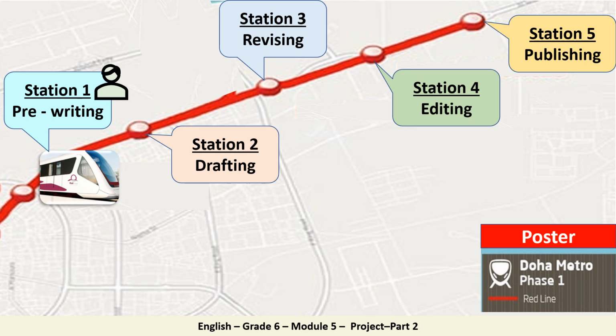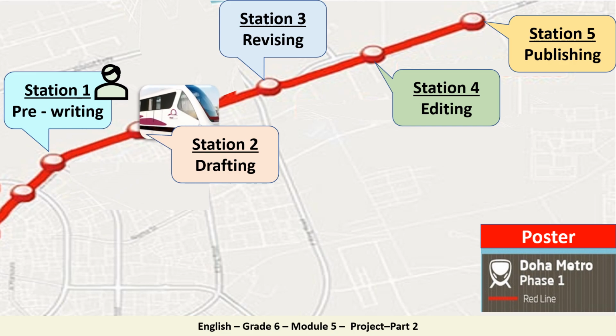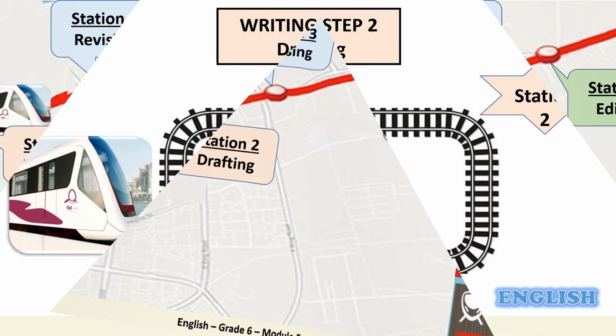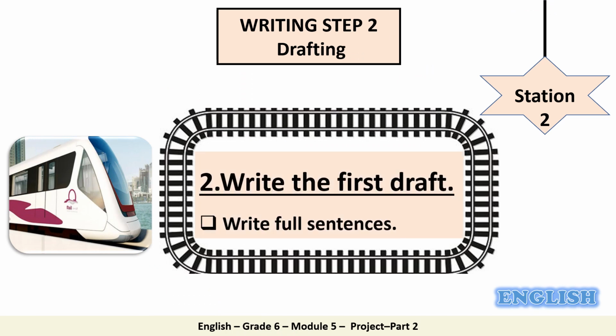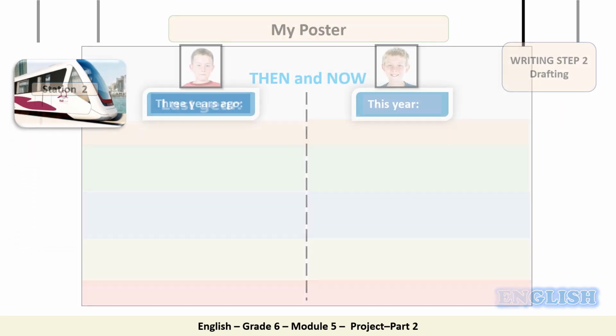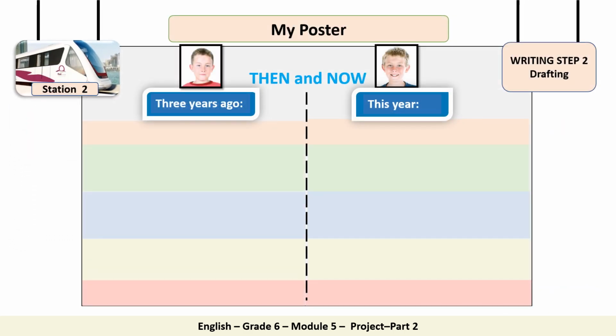Now that you have a plan, let's move to the next station, which is drafting. At this station, you're going to write your first draft. Write complete sentences. Let's start by writing sentences about things you did 3 years ago.